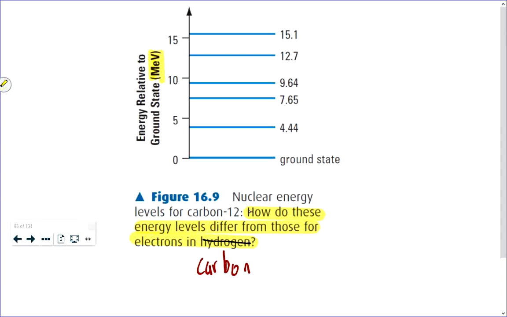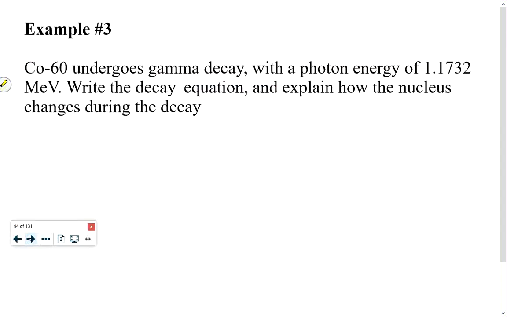Let's take a look at a quick example with gamma decay. Cobalt-60 undergoes gamma decay with a photon energy of that. What is the decay equation? And explain how the nucleus changes during the decay. So we're going to have to look up the atomic number of cobalt.